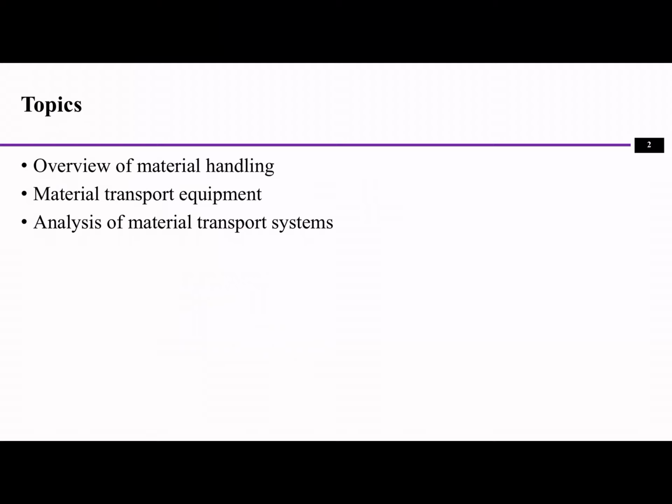So mainly we'll just have a general overview of what material handling is in manufacturing shop floors, and also look at what kind of transportation equipment and devices are available in production. And lastly, we're going to do a little bit of analysis of how to calculate some of the key parameters or settings for material transport systems.